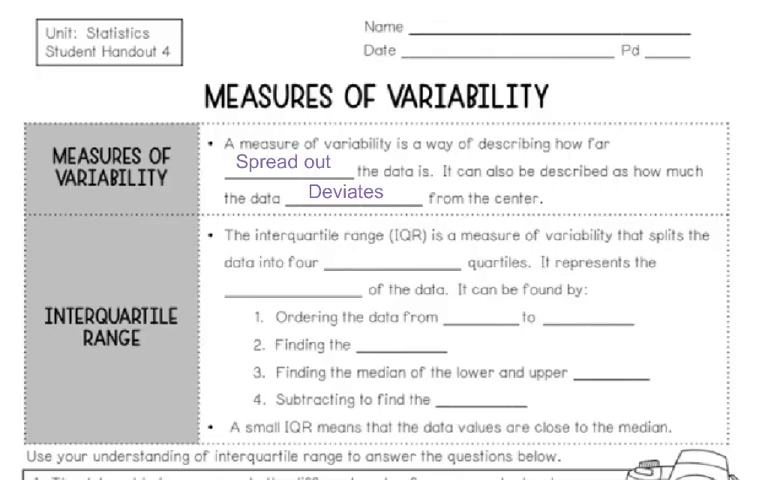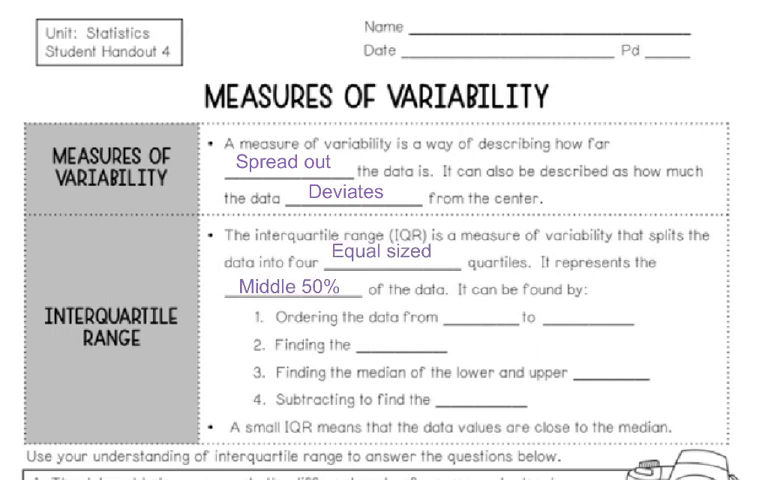I just touched a little bit on what measures of variability are, but our first part of our notes says, a measure of variability is a way of describing how far spread out the data is. It can also be described as how much the data deviates from the center. And the word deviate just means to depart from the usual, or in this case, depart or be away from the center. Next, we're going to look at interquartile range.